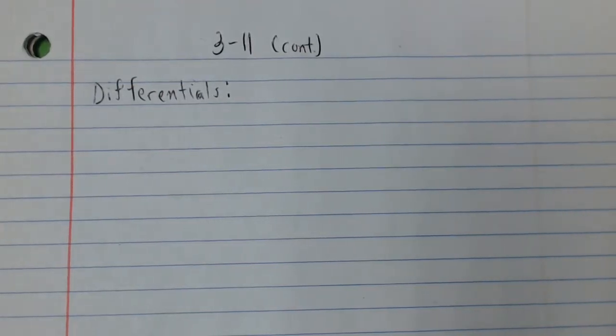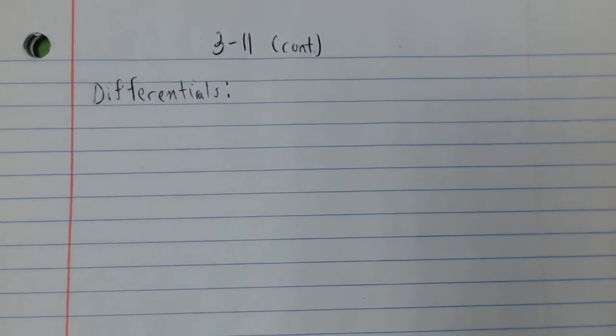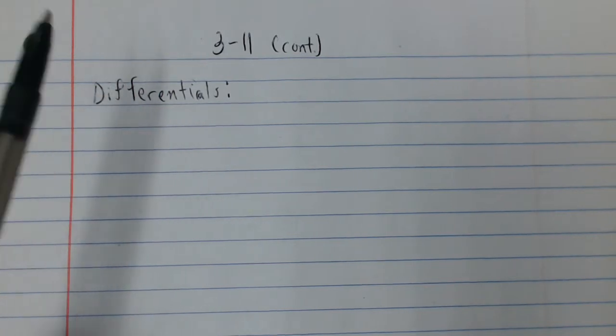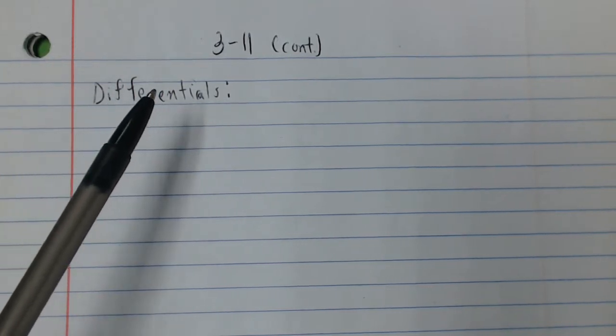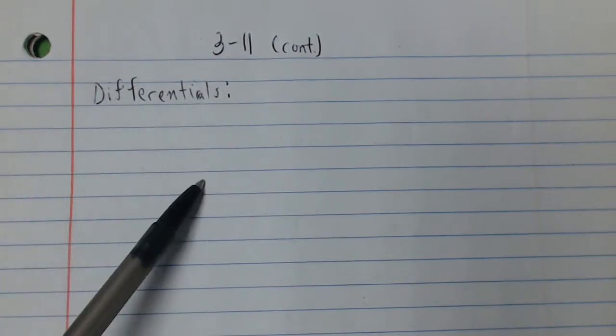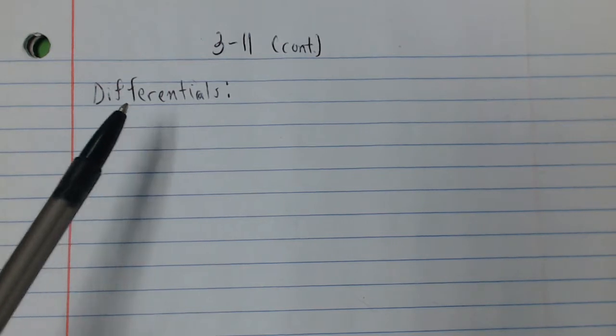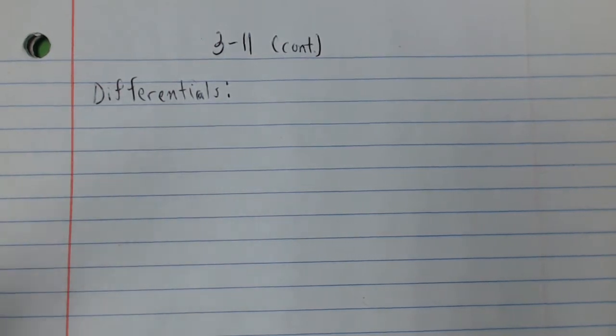All right, so what we're going to do now is talk about differentials, which will pretty much finish up section 11 of chapter 3. Now, the one comment I want to make about differentials is that it pretty much says, look, we're going to do the same thing as linearization, but instead of finding the equation of the tangent line, what we literally need is just the slope of the tangent line.